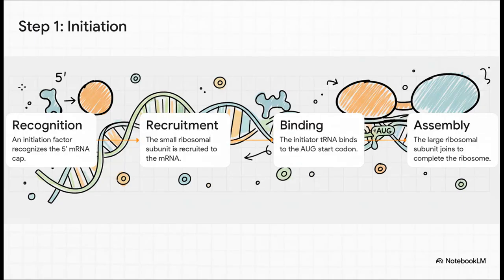Initiation is all about the setup, getting everything in the right place to start. First, some helper proteins literally grab the small ribosomal subunit and bring it to the mRNA. The subunit then slides along the mRNA, scanning until it finds that AUG start codon. Bam! Once it finds it, the very first tRNA carrying methionine locks on. That's the signal for the large ribosomal subunit to clamp down, completing the factory. And here's a key detail. That first tRNA starts in the P site, leaving the A site open and ready for business.